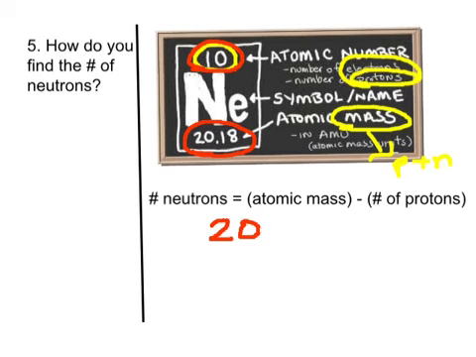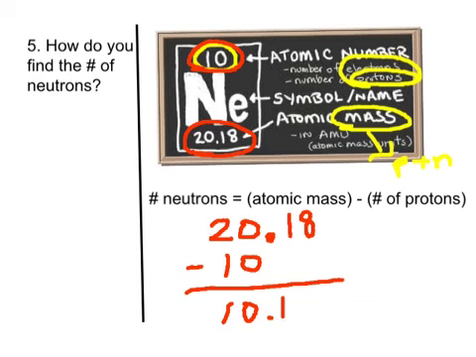But basically, you can't have half or even a portion of a proton or a neutron. It's all or nothing. So we can't have 20.8 or 1/8 of a proton or neutron. None of them can be a part of a whole. All right, so for example, if we took 20.18 minus 10, you would get 10.18 neutrons. However, we can't have a part of a neutron, so we're just going to drop this part and say 10 neutrons.